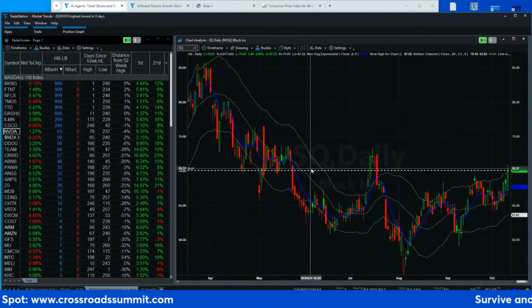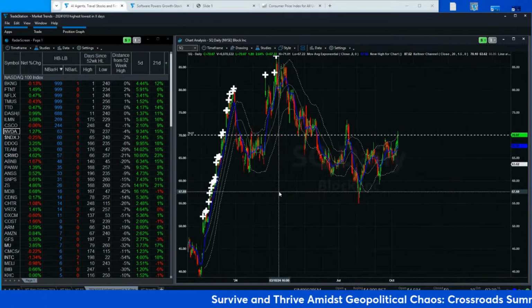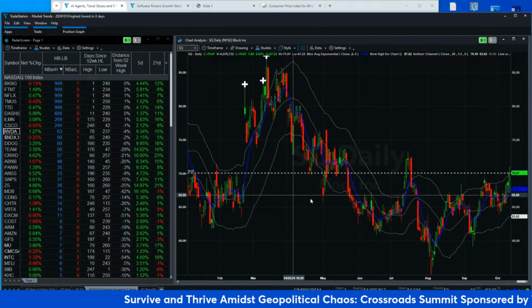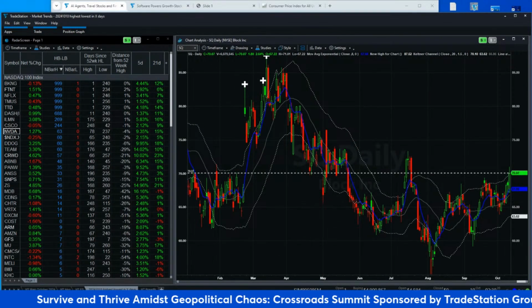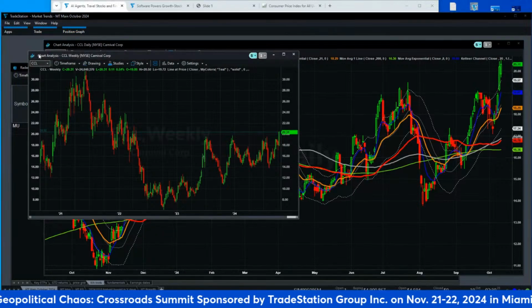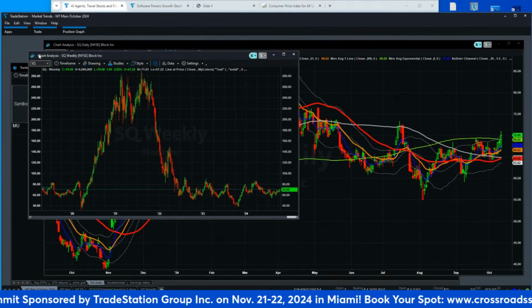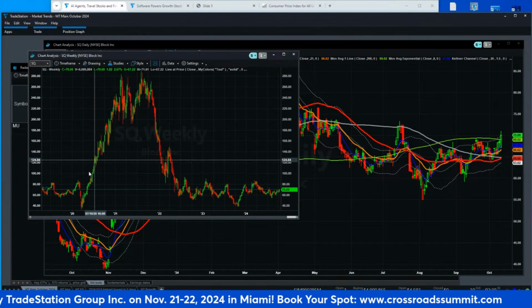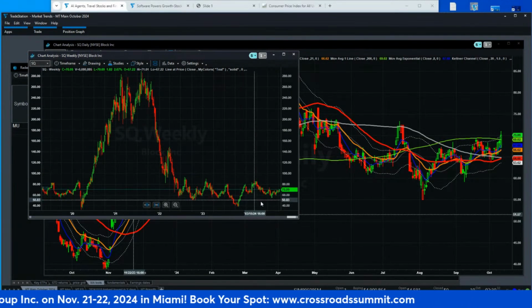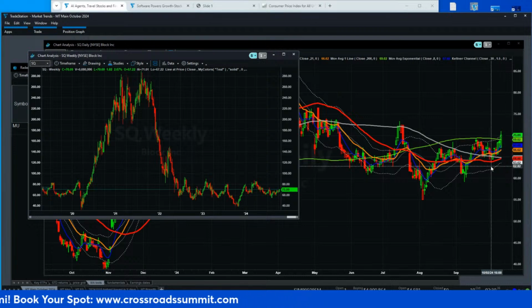The one that grabbed my attention is Block, SQ. Their last earnings report was good, and the stock has gone nowhere for a long time. This was a monster growth name back during the pandemic. I have my weekly chart over here. If we look at Square, well, Block it's called, I'm sorry, look at this. It's basically the whole COVID rally erased, and here it is back here. Look at how these moving averages are tight together. This was one that was jumping out on my list.